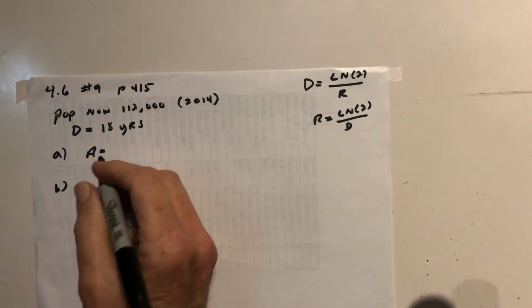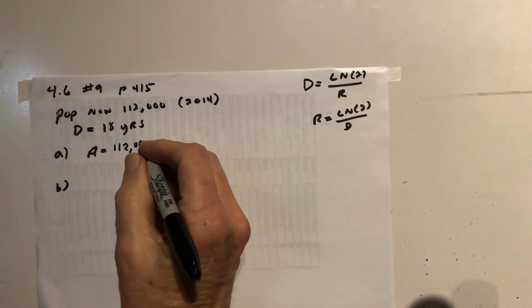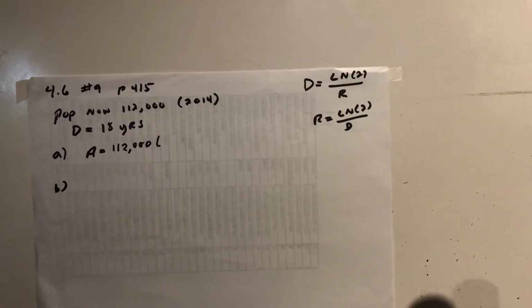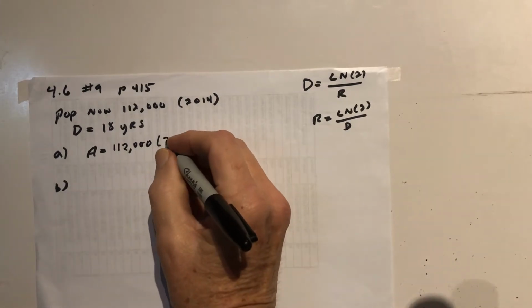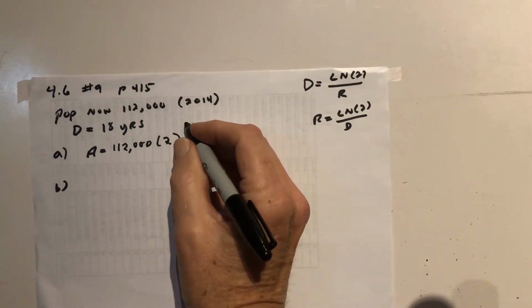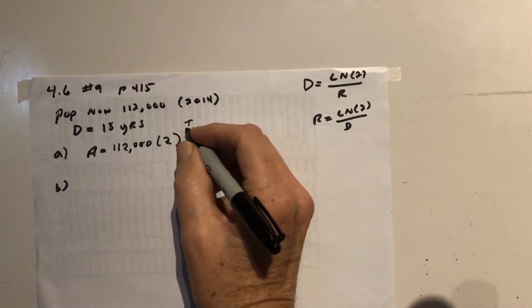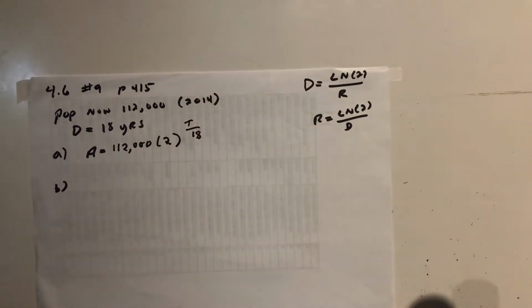So it's A equals the starting population, and this is the doubling problem, so it'd be a 2 here raised to the time that we don't know over the doubling time, which was 18 years. So that's the answer to part A.